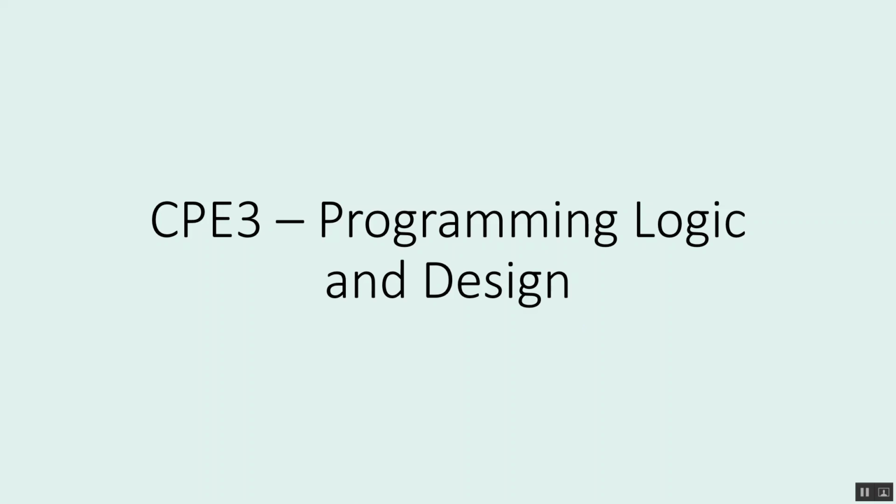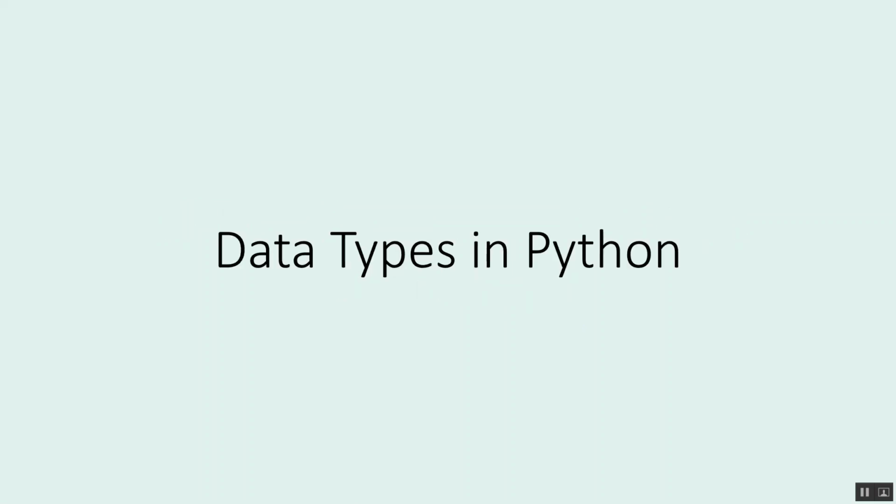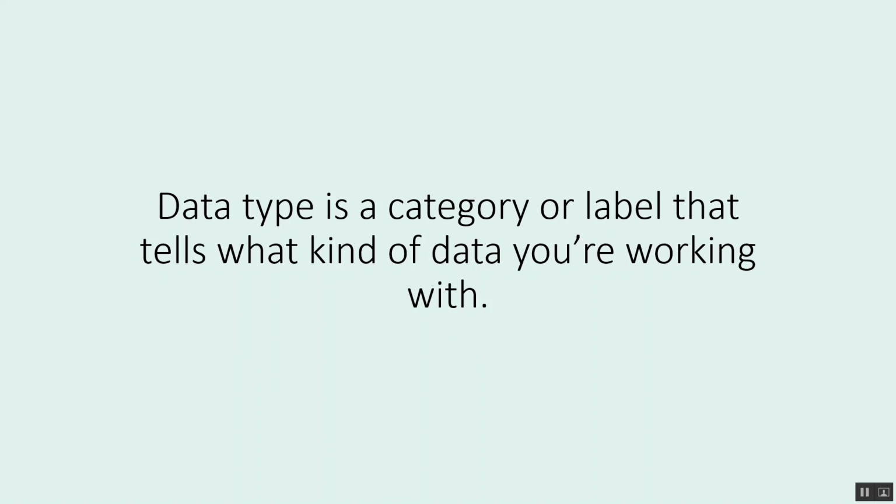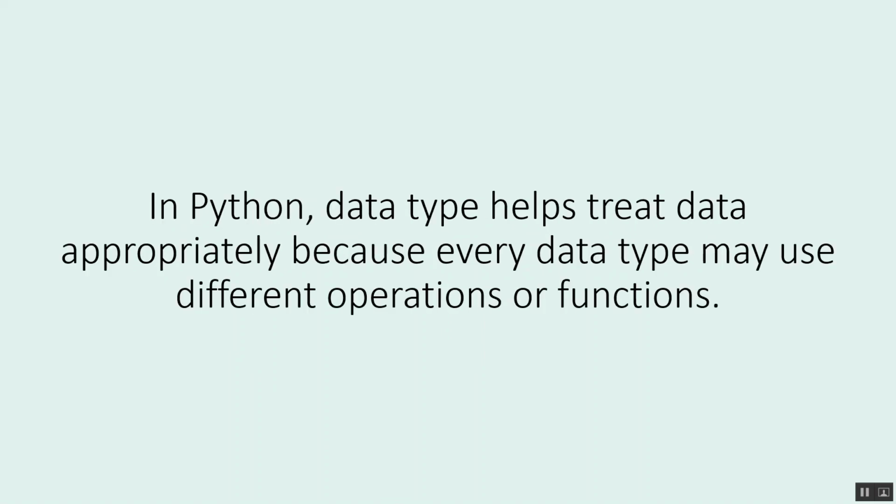So for today, we will discuss data types in Python. When we say data type, it is a category or label that tells what kind of data you're working with. In Python, a data type helps treat data appropriately because every data type may use different operations or functions.